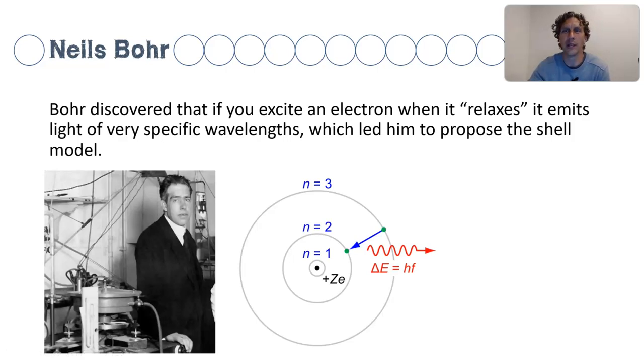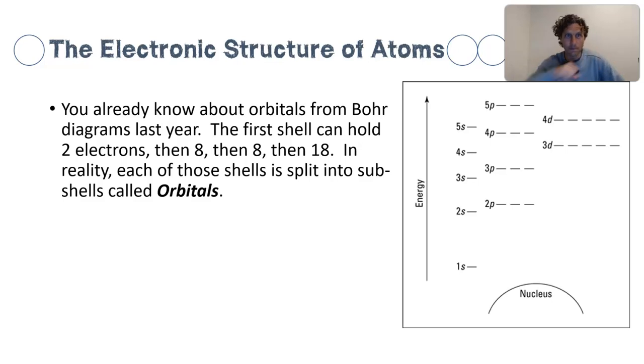We know that Niels Bohr discovered that if you excite electrons, give them a little extra energy, they will pop up to a higher energy level, and then they eventually drop back down, relax, and give off that energy in the form of light, very specific wavelengths. And so that led him to propose the shell model. So you already know about the orbitals from Bohr.